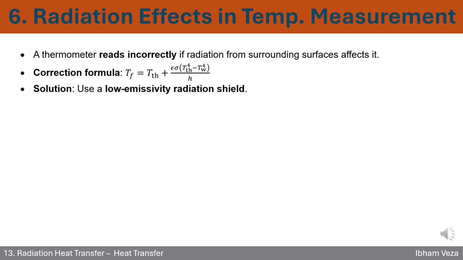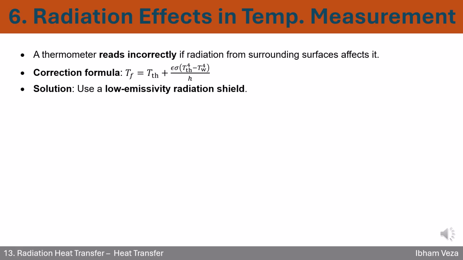6. Radiation effects in temperature measurement. Let's look at a common problem. Temperature readings can be misleading when radiation interferes. If radiation from surrounding hot or cold surfaces hits a thermometer, it can cause the thermometer to read incorrectly. This is why you sometimes get strange readings near furnaces or cold walls.